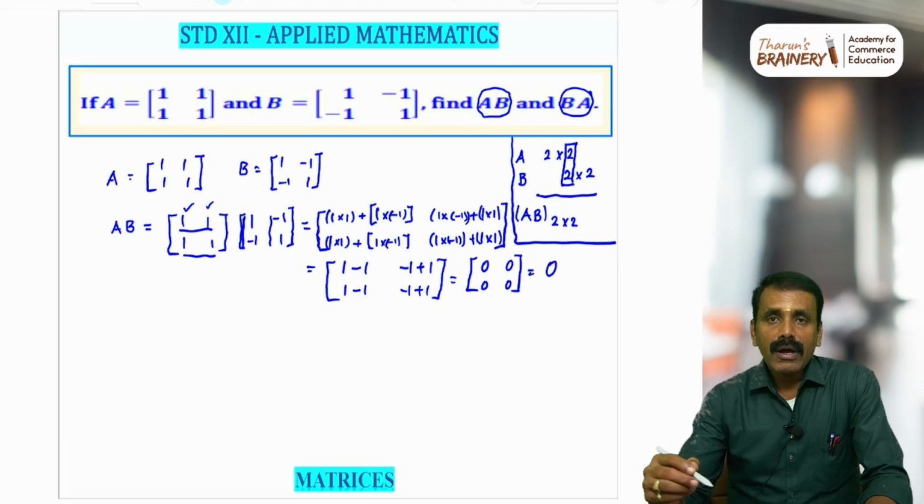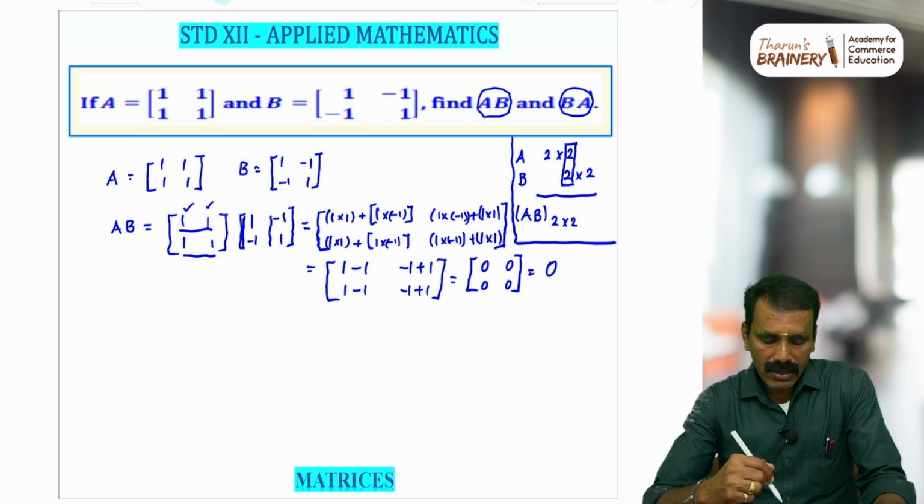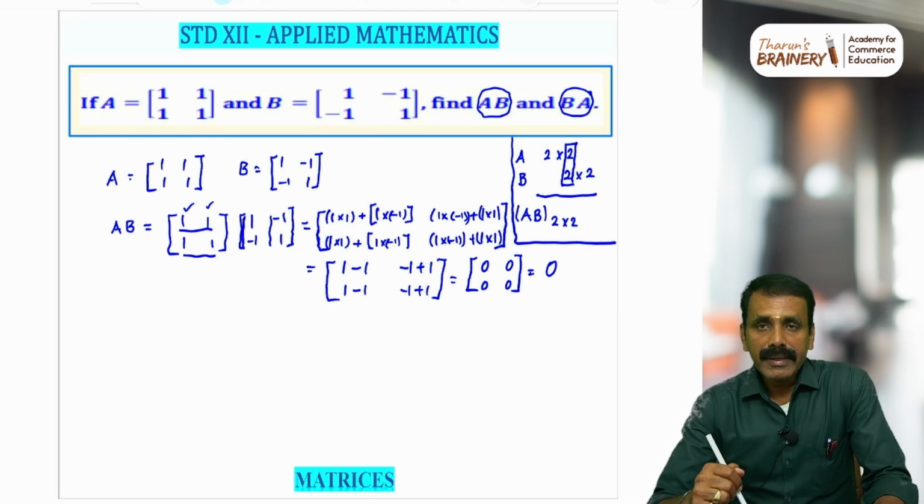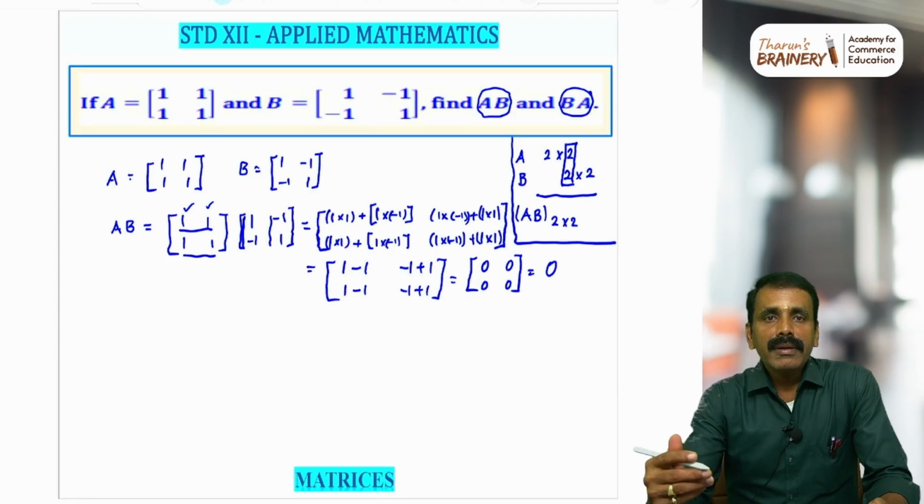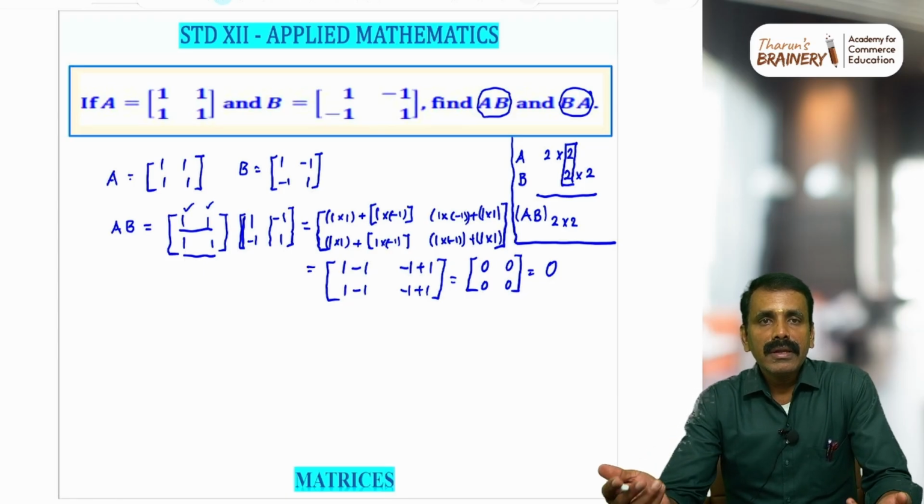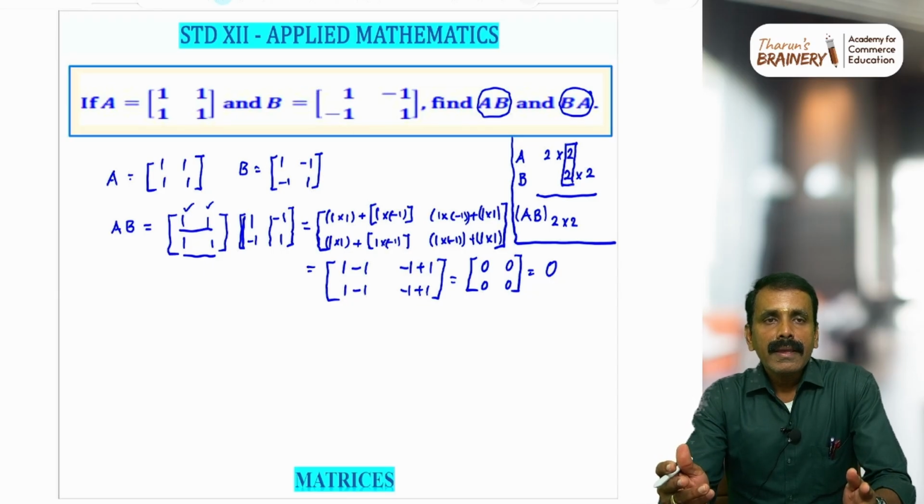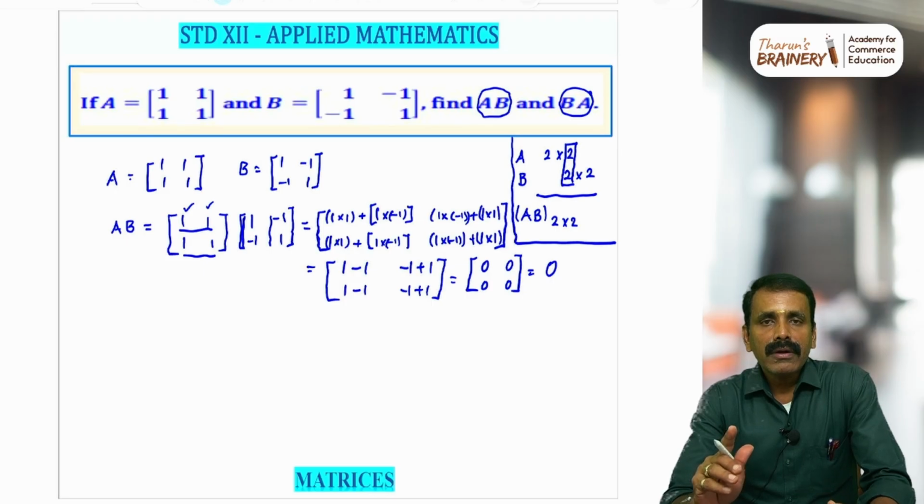Although A is a non-zero matrix and B is also a non-zero matrix, here we are having a typical solution where the product turns out to be 0. In real numbers it is not possible. In real numbers, if the product of two numbers is equal to 0, it is necessary that one of the numbers should be 0.